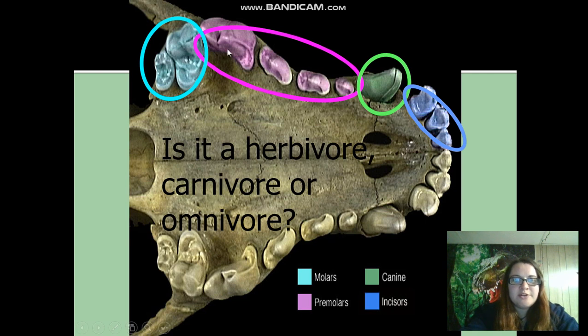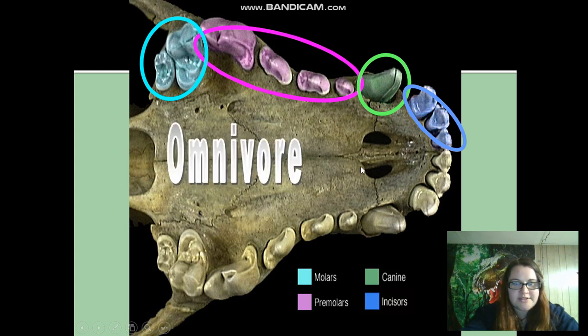Good. So now if we look at this, would we be able to determine if it's a herbivore, carnivore, or omnivore? You can kind of see that these guys are a little flat, but they also have some pointy teeth. And so I would go with an omnivore on this one.